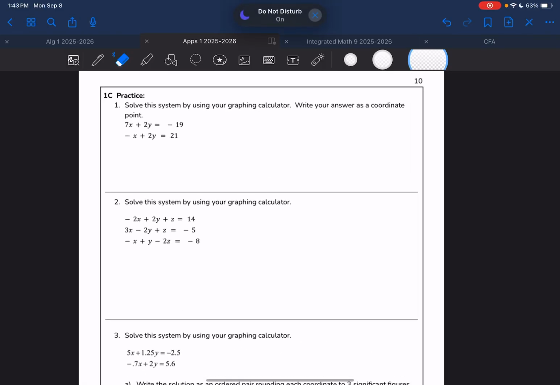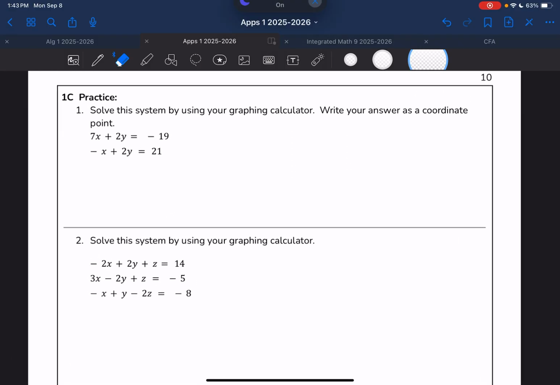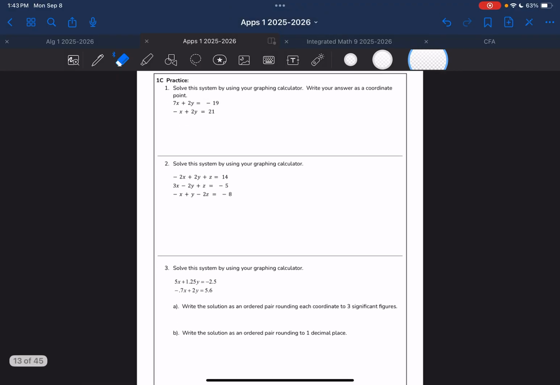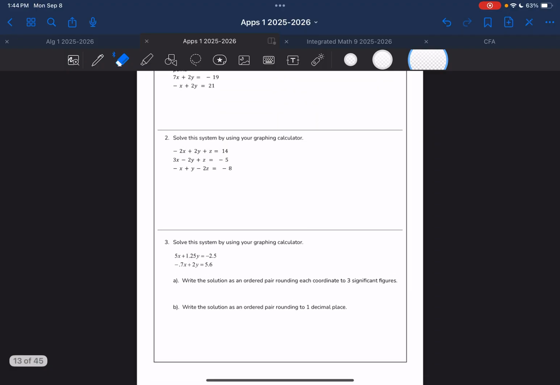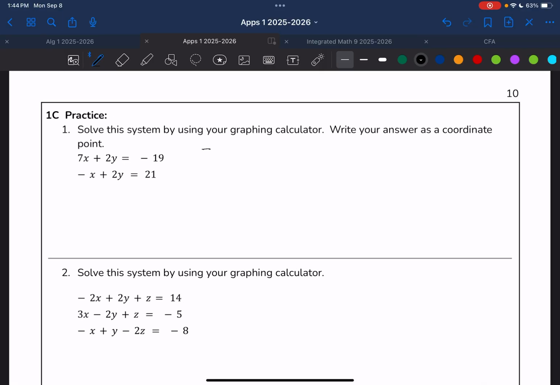All right, so in this video, I'm going through pages 10 and 11, the practice. For page 10, it's just using our calculator to solve matrices. So first, I'm going to create the matrix that I want to represent this equation. That's going to be 7, 2, negative 19, negative 1, 2, and 21.